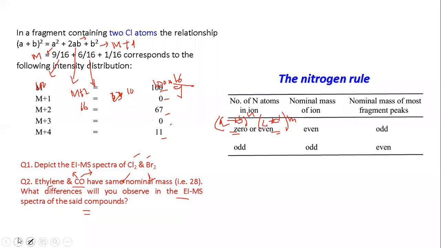Nitrogen rule, let me quickly tell. If the number of nitrogen in the molecule is 0 or even, the nominal mass will be even, and the nominal mass of the fragment ion will be odd. If the number of nitrogen present in the molecule is odd, the nominal mass will be odd, and the fragment ion will always be even. So this is your nitrogen rule.